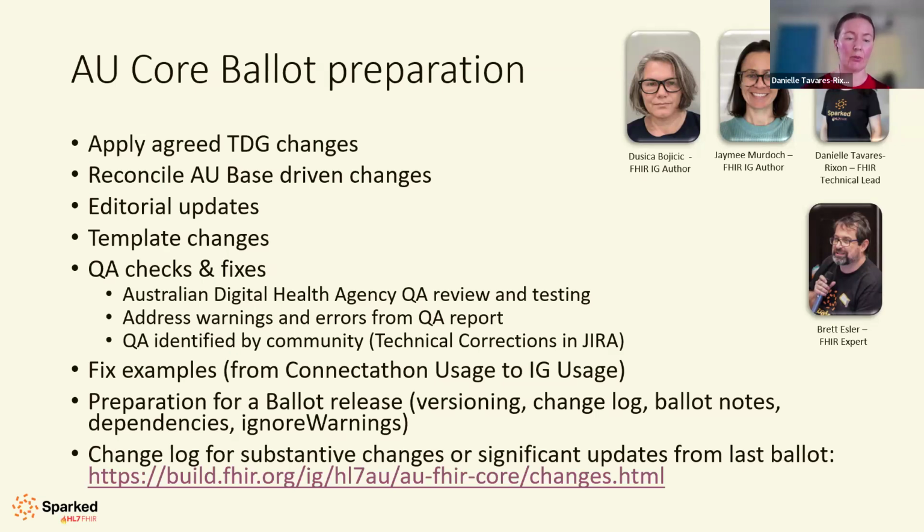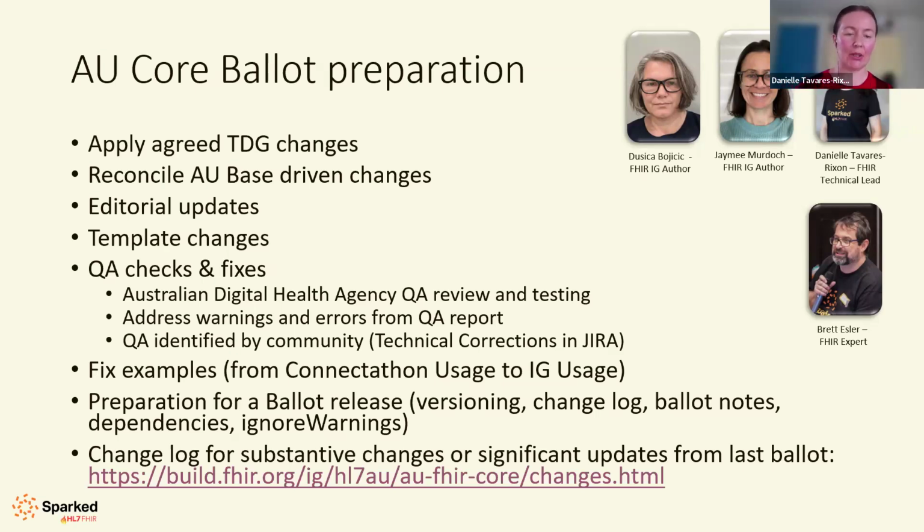And then we get to what I think is really quite crucial, which is the QA checks and fixes, as we continue to refine and test out the decisions we've made. The Australian Digital Health Agency did a fantastic QA review of AU Core and AU Base, and fed into the Sparked IG authors a whole set of things where they'd identified spelling mistakes or other kinds of problems, to improve the baseline that will be going to ballot. So thank you very much. I know some of the Agency people are on the line. Really appreciate that.